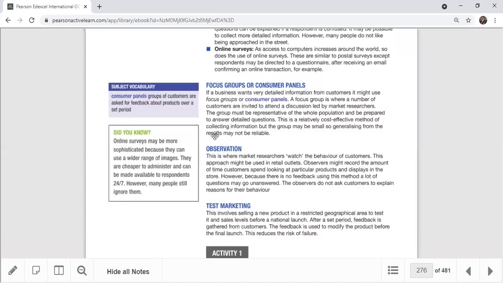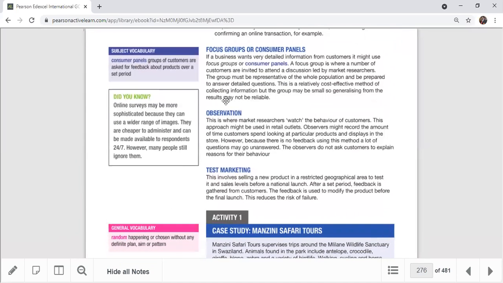After questionnaires, the second method of primary research we talk about is the focus group or consumer panel. Look at the definition of the consumer panel. It says the consumer panel is a group of customers who are asked for feedback about products over a set period. So the consumer panel is for when a business wants very detailed information from customers. So it might use a focus group or consumer panel.